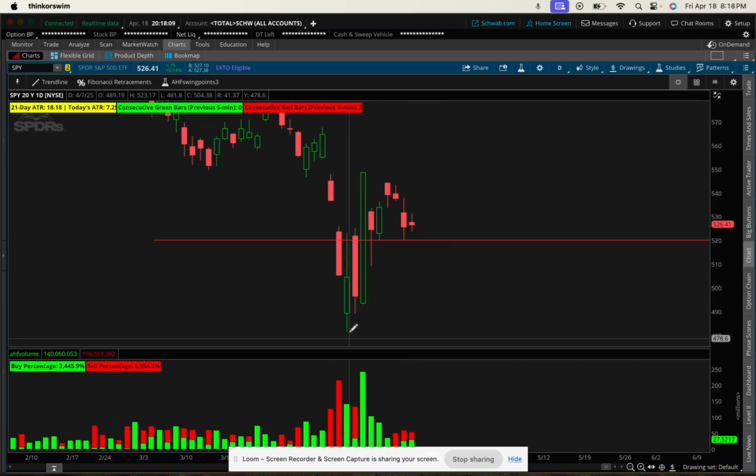Now, do we make a new low, or do we bounce from here and then make another little lower high and then go down, or do we just bounce altogether? You have to let the market tell you what it's going to do. Don't always jump in front of the market.